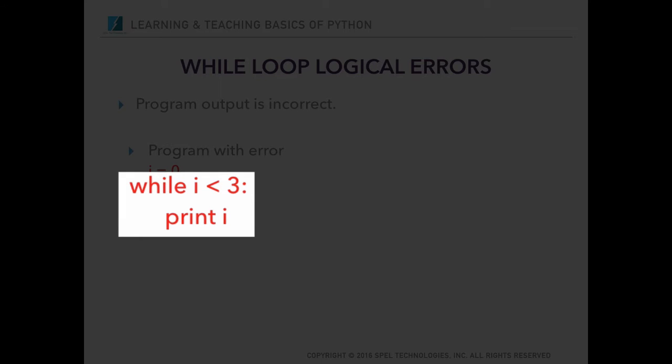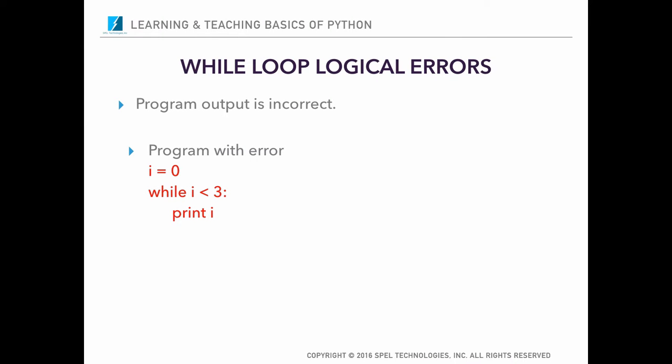So as a result, the loop condition will always be true because i always has the value 0 and the loop condition is 0 less than 3. So this while loop is an infinite loop. It will continue to run forever. What you can do is refresh the browser in which you're running this program, and that will terminate the program. However, you have to take care to avoid creating infinite loops in your programs.